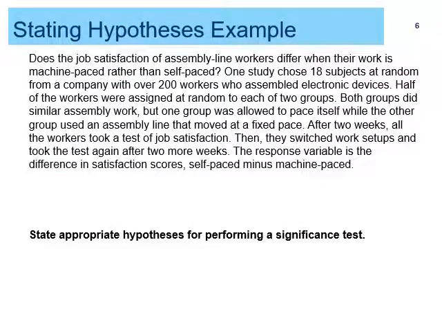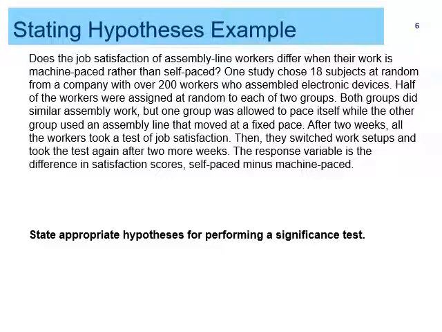Does the job satisfaction of assembly line workers differ when their work is machine-paced rather than self-paced? One study chose 18 subjects at random from a company with over 200 workers who assembled electronic devices. Half of the workers were assigned at random to each of the two groups. Both groups did similar assembly work, but one group was allowed to pace itself while the other group used an assembly line that moved at a fixed pace.